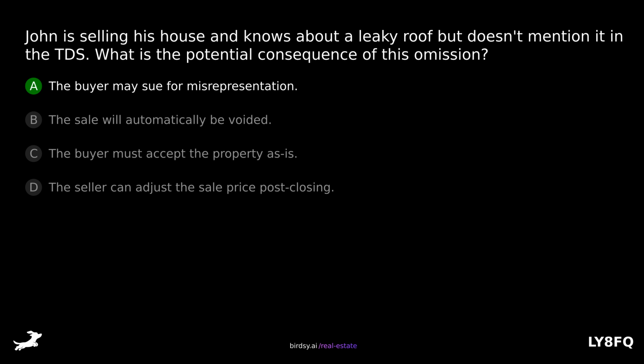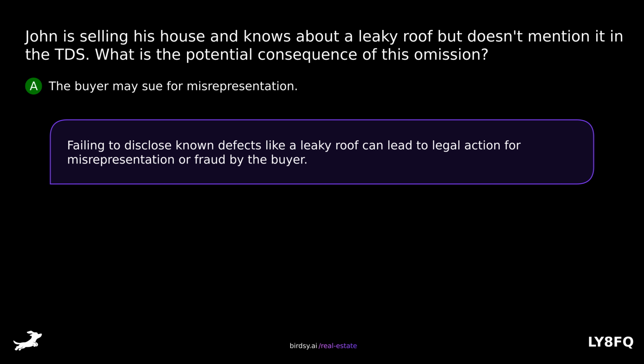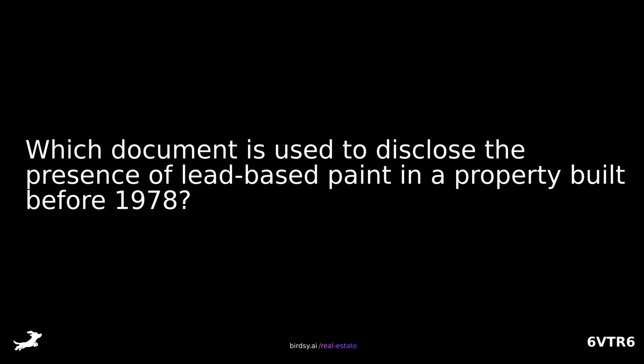The answer is A, the buyer may sue for misrepresentation. Failing to disclose known defects like a leaky roof can lead to legal action for misrepresentation or fraud by the buyer. Which document is used to disclose the presence of lead-based paint in a property built before 1978?